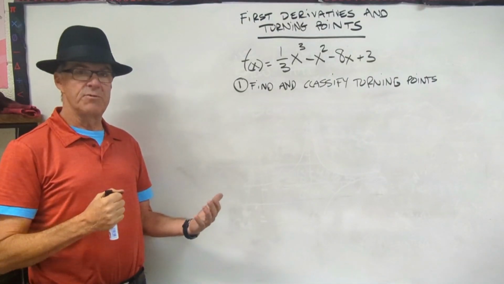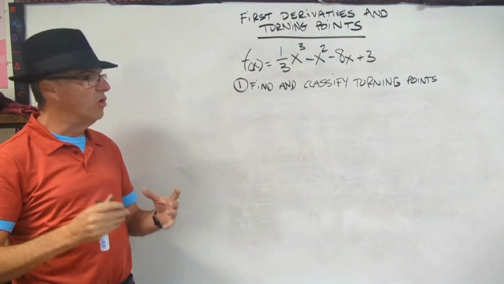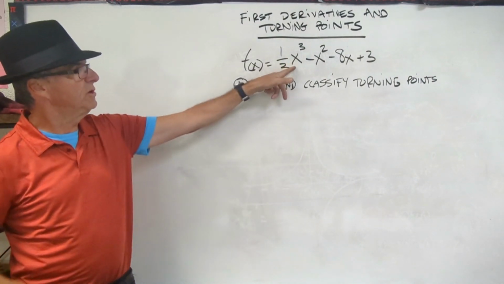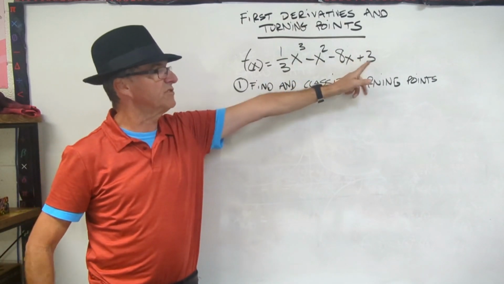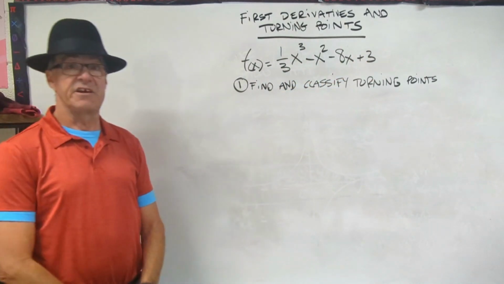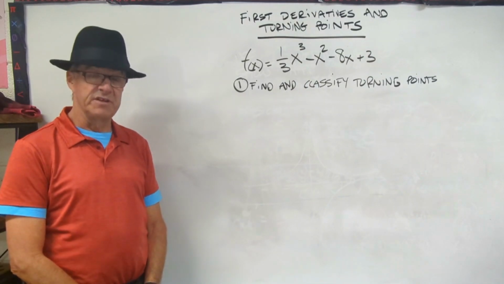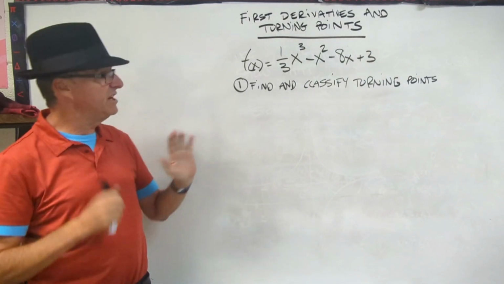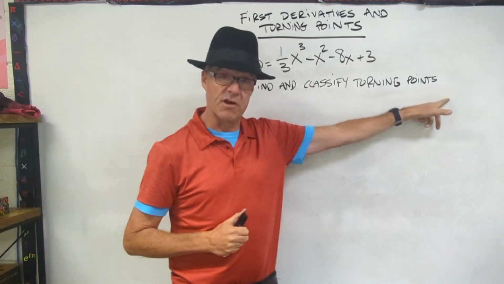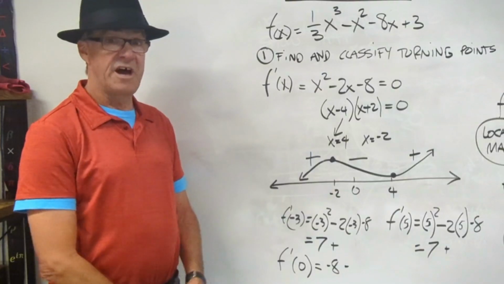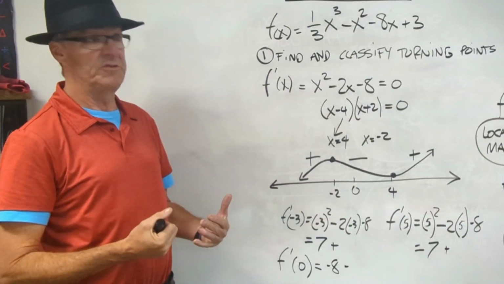All right, let's wrap this up with one more example to kind of bring it all home in a quick problem. So here's our function, 1/3 x cubed minus x squared minus 8x plus 3. First prompt, find and classify the turning points. So please, I urge you, be bold, pause the video, and complete this prompt before you come back and see how I did it.